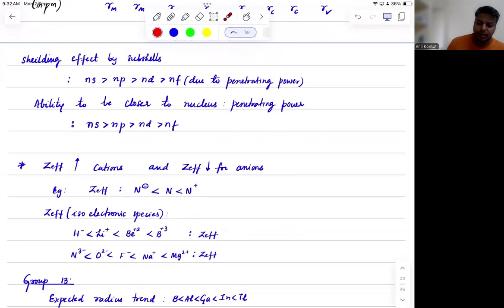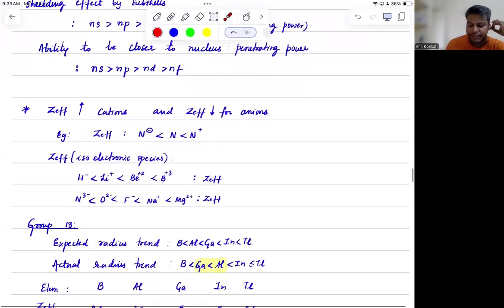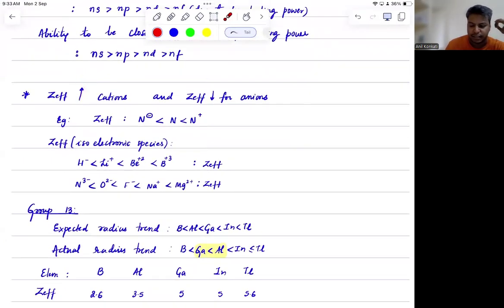Next. ns is greater than np, nd, nf. This is due to the penetrating power. The ability to be closer to the nucleus is called penetrating power: ns, np, nd, and nf. Now, Z effective increases in the case of cations and decreases in the case of anions. So Z effective usually varies this way: negative charges will have less Z effective than neutral, then positive charge.